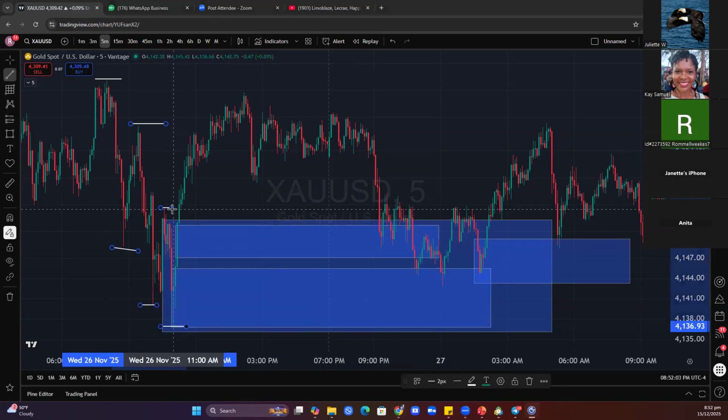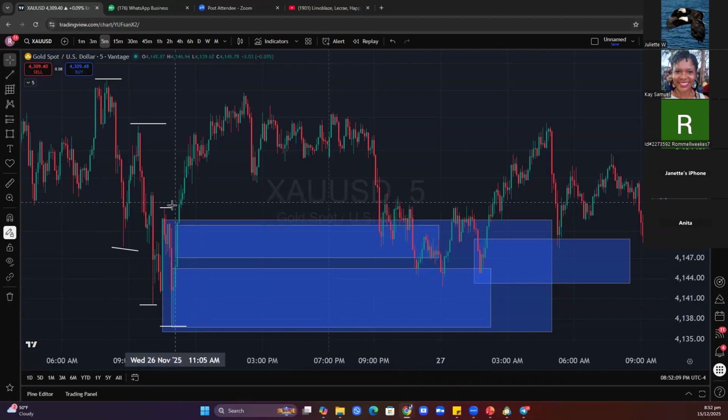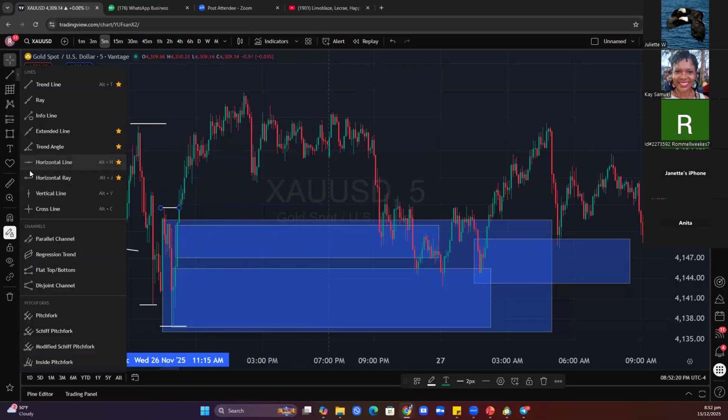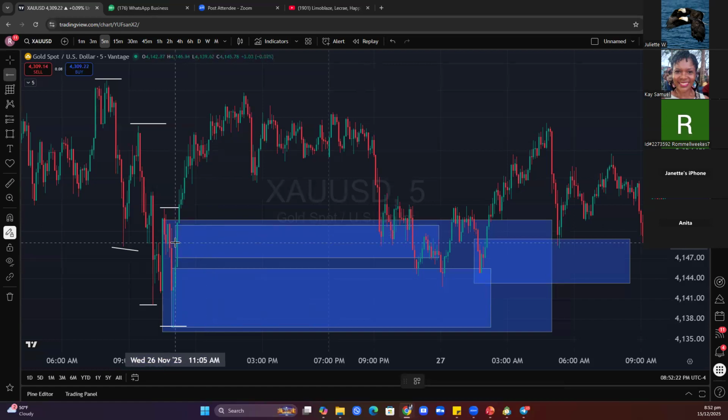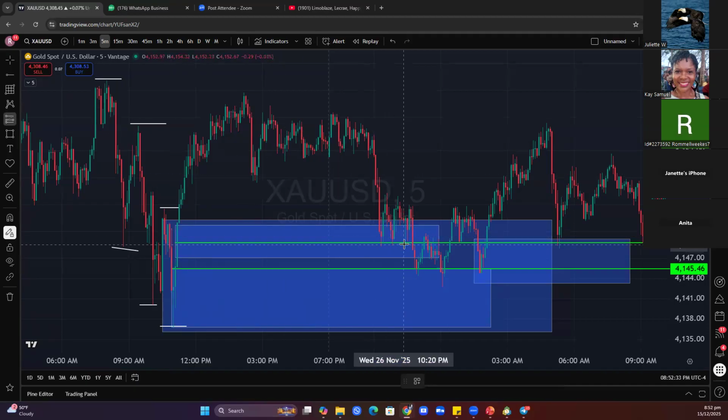And then we got that break right here. Price came up, broke above. Now we're waiting for price to tap back into either the imbalance. Like I said, you could either go 50% of the imbalance, or you go on the opening of the order block. So price traces back into either or.